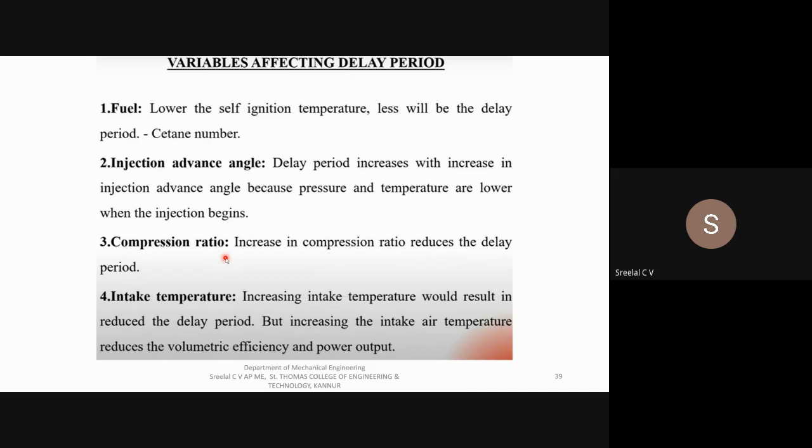So it will be explained in the later classes. So next one was the injection advance time.